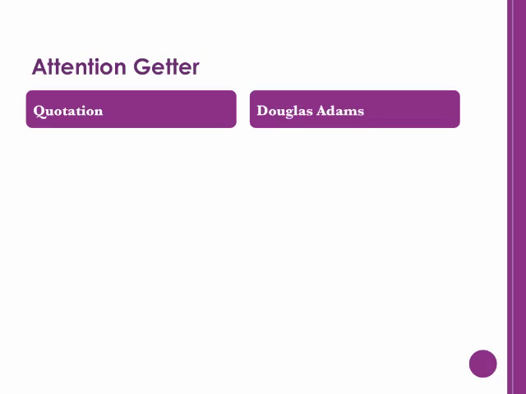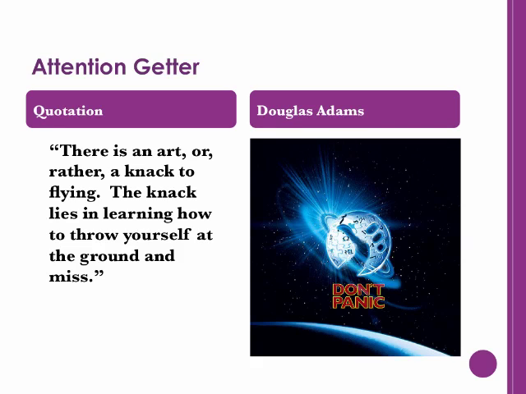Or, if you were talking about learning how to fly a plane, you could start the speech in this way. According to Douglas Adams, the author of The Hitchhiker's Guide to the Galaxy, there is an art, or rather a knack to flying. The knack lies in learning how to throw yourself at the ground and miss.